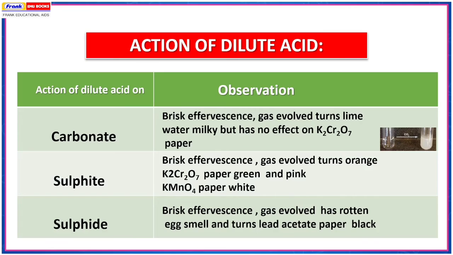Action of dilute acid on sulphate. Observation: brisk effervescence, and the gas evolved turns orange potassium dichromate paper green and pink KMnO4 paper white. Thus, the gas evolved is sulfur dioxide. Action of dilute acid on sulphide. Brisk effervescence. The gas evolved smells like rotten egg and turns lead acetate paper black. Thus the gas evolved is hydrogen sulfide gas.